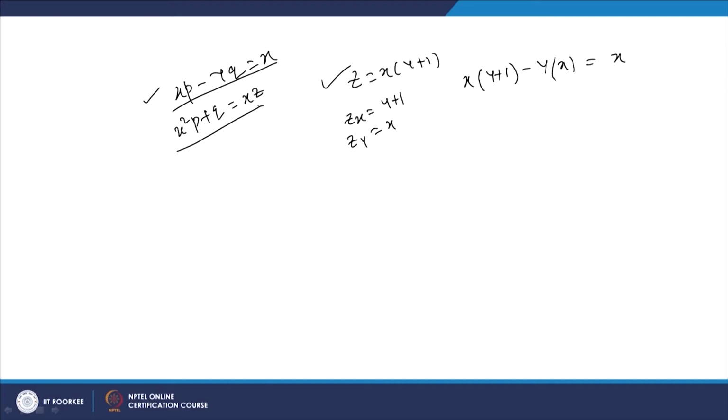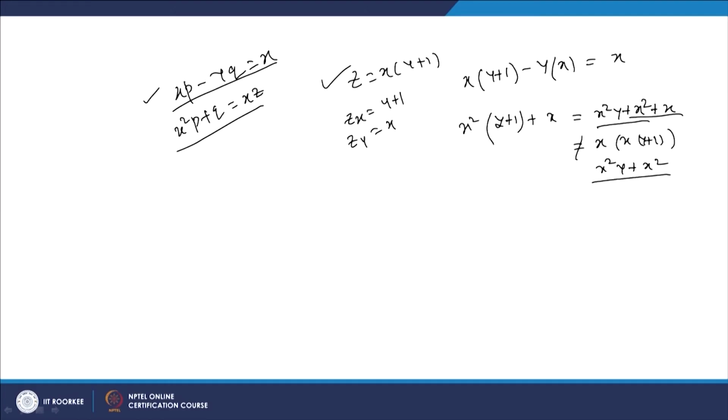But if you look at the second equation, x square p is x square times y plus 1, plus q is x, and when you simplify this, it is x square y plus x square plus x, and it is not equal to xz, which is x times xy plus 1. When you simplify, it is x square y plus x. So here we say that it is not equal. So z equal to xy plus 1 is a solution of the first PDE but not the second PDE.